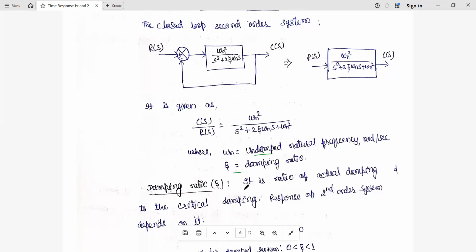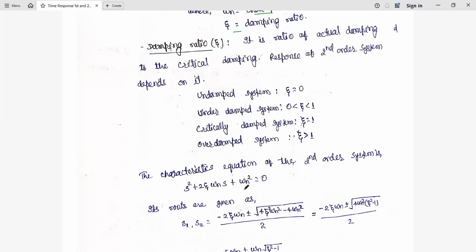Now for this transfer function, first we have to define what the damping ratio is. Sometimes a short question may be asked. It is the ratio of the actual damping to the critical damping. The response of the second order system depends upon this damping ratio.